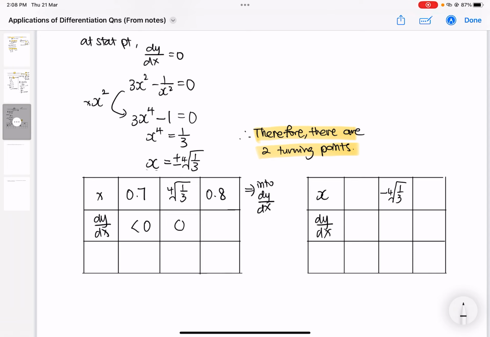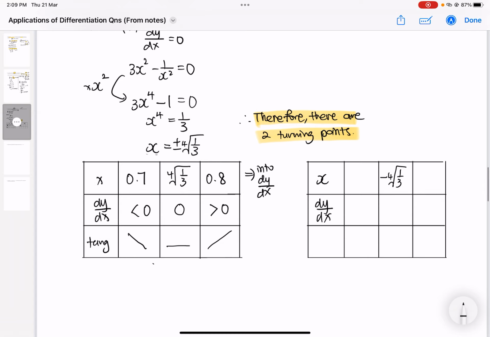At the turning point, of course, gradient will be 0. At 0.8, I get a positive value. This will allow me to take a look at what the tangent looks like. A negative tangent would look like this, horizontal, and then the positive tangent would look like this. So, this means the graph has a minimum point at x equals the fourth root of 1/3. So, at x equals the positive fourth root, graph has a minimum point.